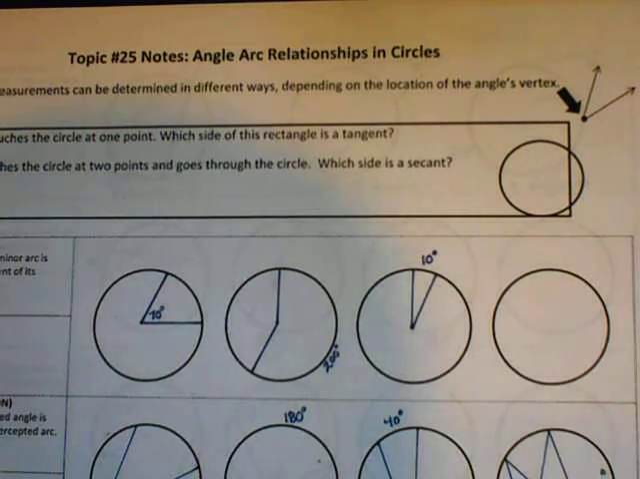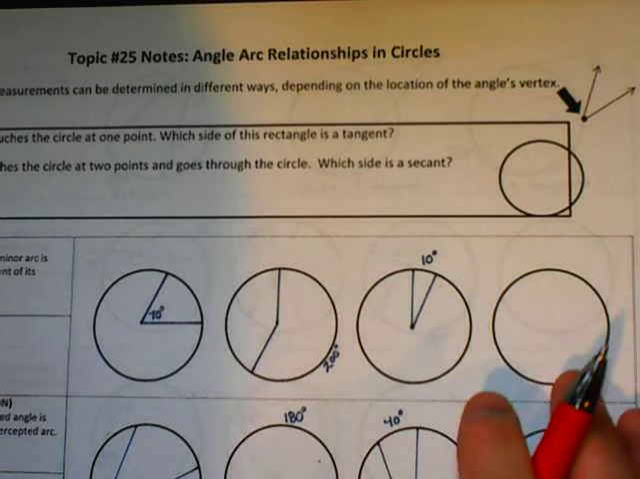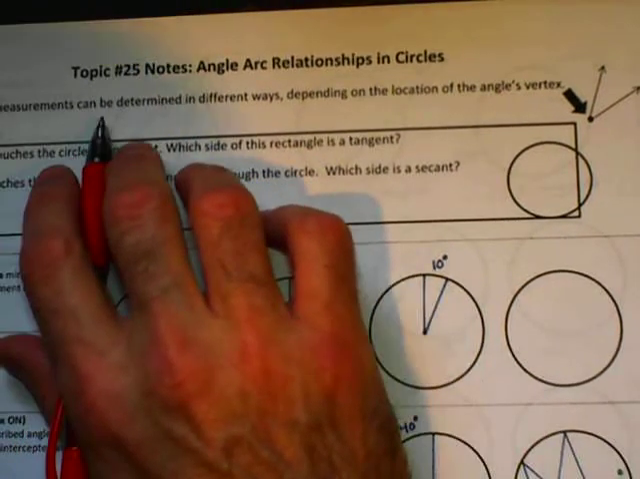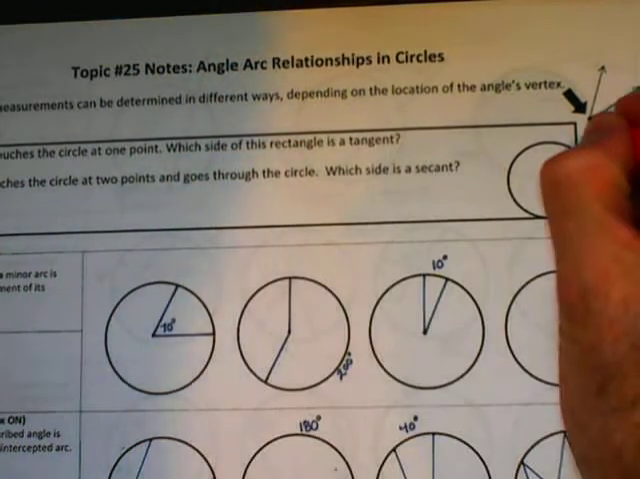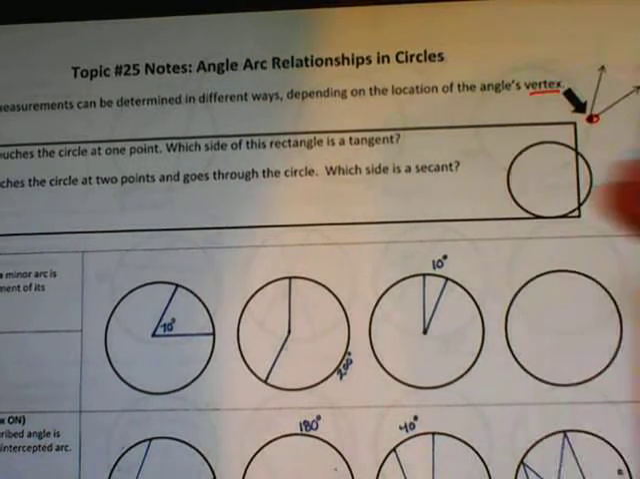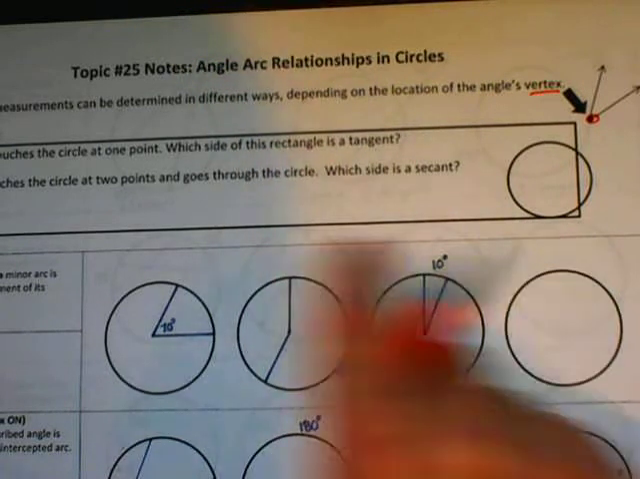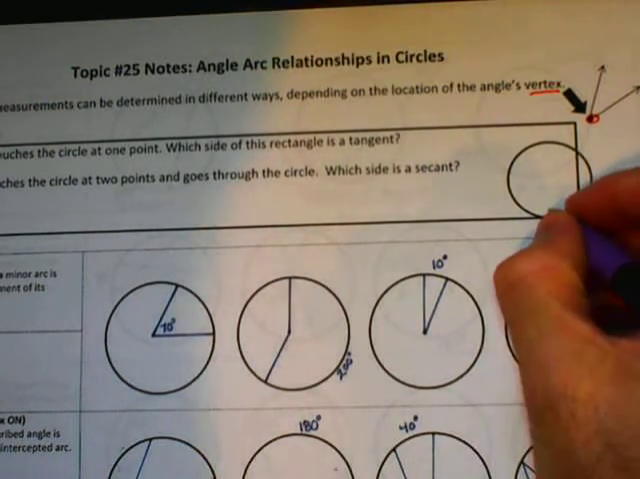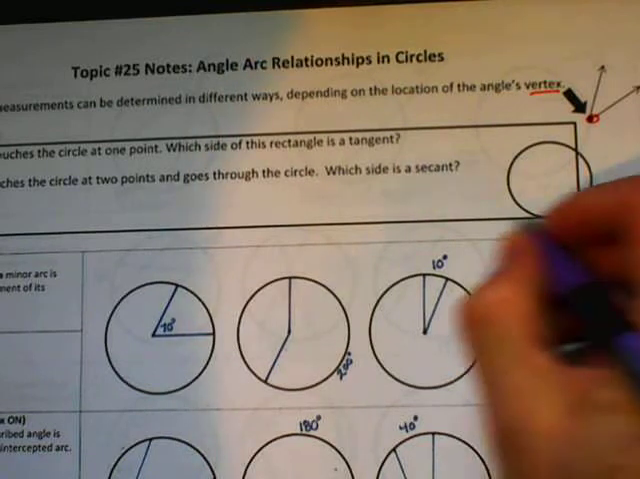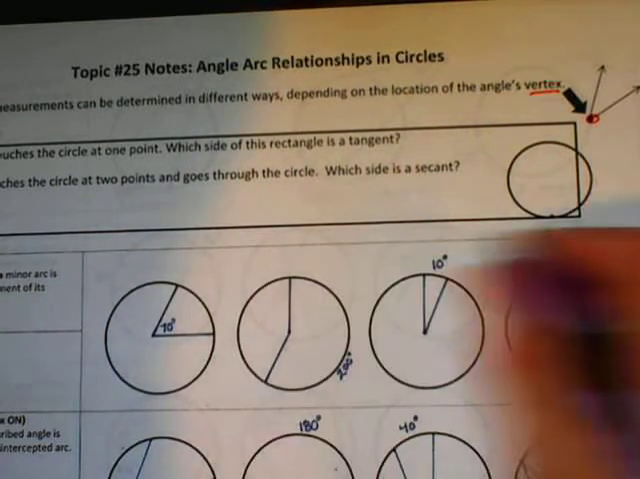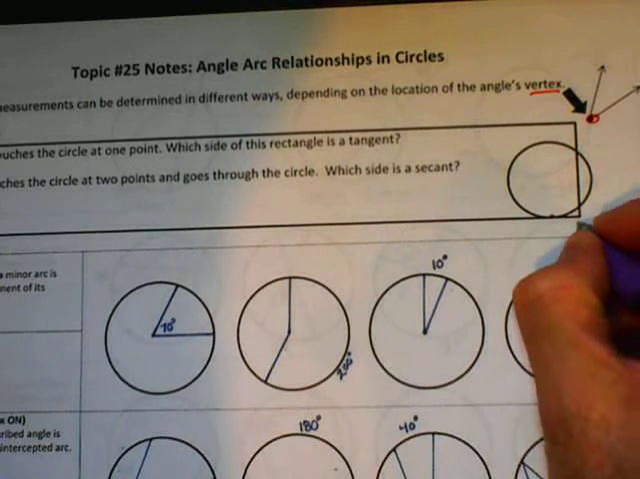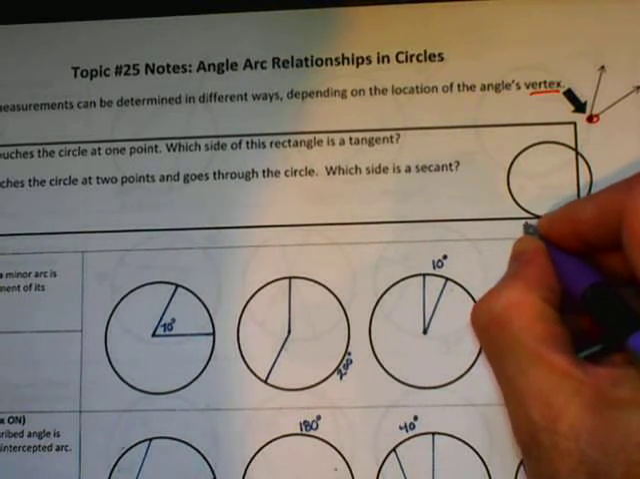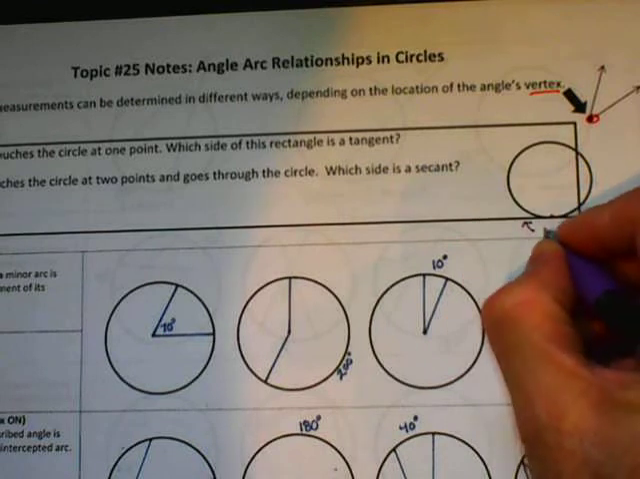One of the most important things here is the key idea: angle measures can be determined in different ways depending on the location of the vertex. And obviously, that's the vertex of this given angle. Some important terms: we sometimes have a tangent line, which touches the circle at one point. In this case, this circle is touched by the bottom of this rectangular box. This would be part of a tangent line.